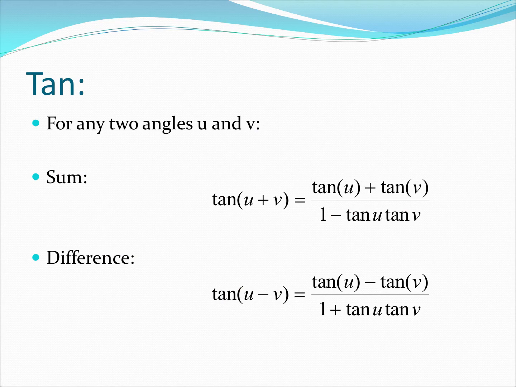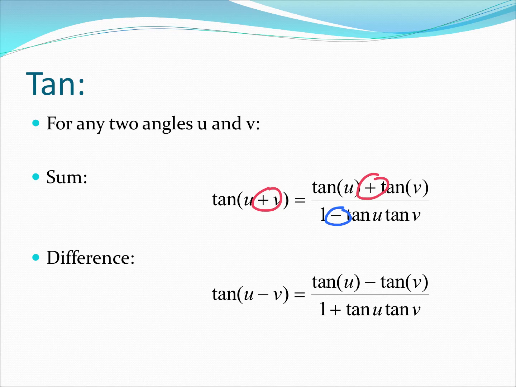Alright, and here we have the most tedious and the most complicated formula, the sum and difference of the tangent function. One thing that's kind of nice here is when we are finding the sum of two angles, we're going to be adding the two tangents in our numerator and doing the opposite for our denominator. We have 1 minus tangent of u times tangent of v.